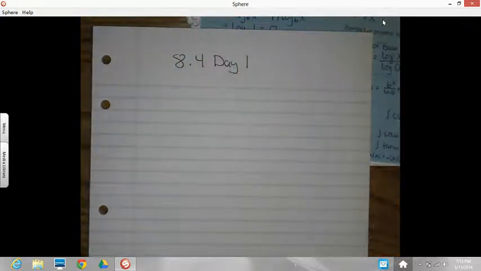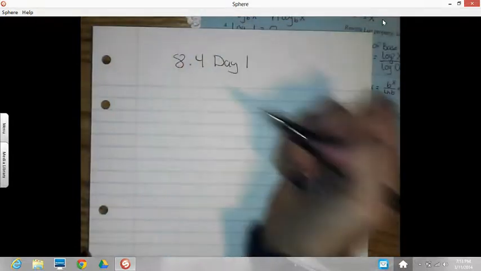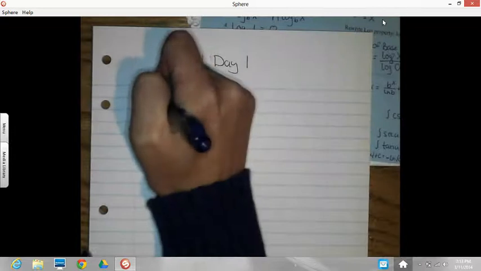Okay, moving into the next section, 8.4. We're going to spend 2 days here. Before we get to the new stuff, I want to quickly review the very first time we did integrals in Chapter 5. And remember, an integral is finding the area under a curve.